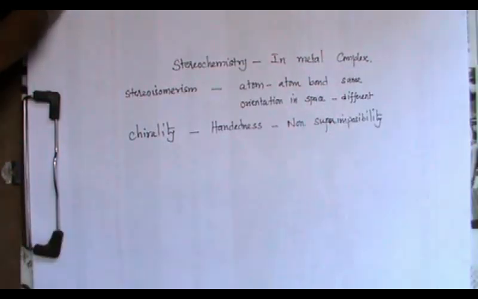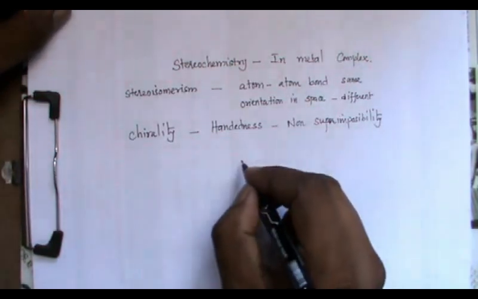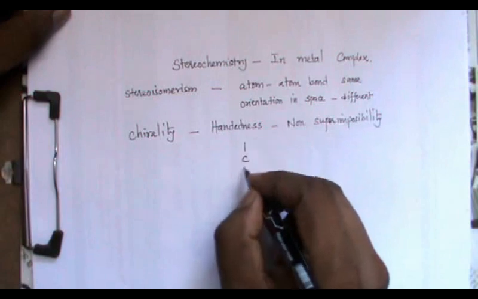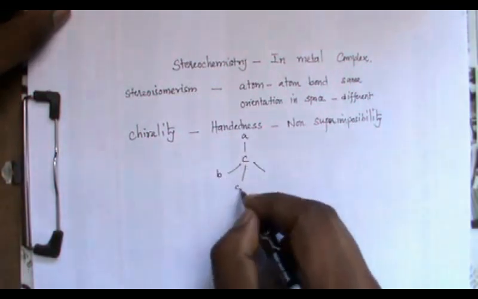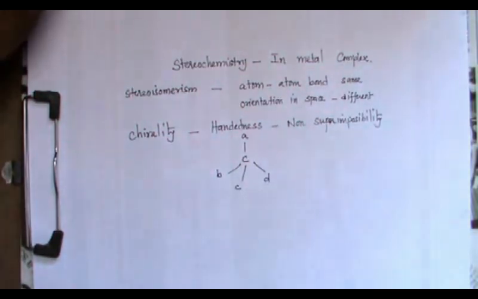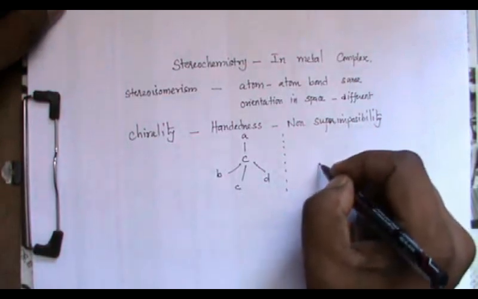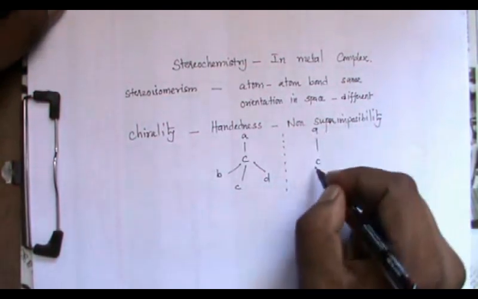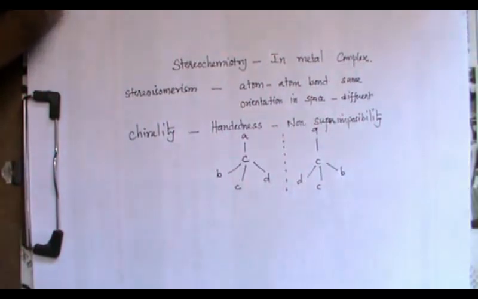Generally, this property is achieved when the molecule has 4 different groups or atoms attached to a carbon. For example, let us consider a carbon with 4 different groups or atoms. This one cannot be superimposed with the mirror image. The mirror image will be like this. These two are non-superimposable and this carbon is referred as chiral carbon.